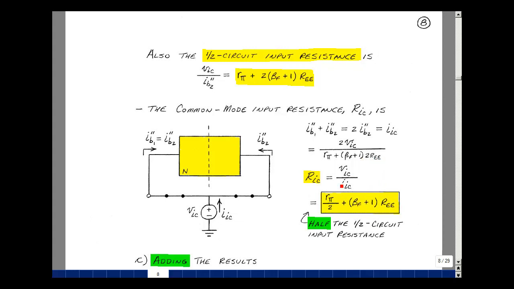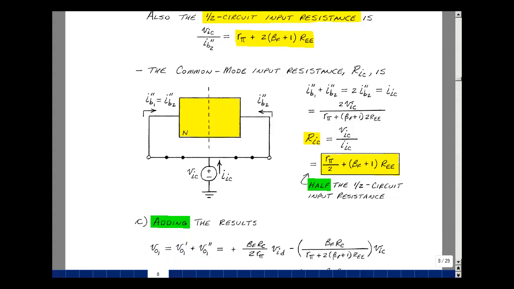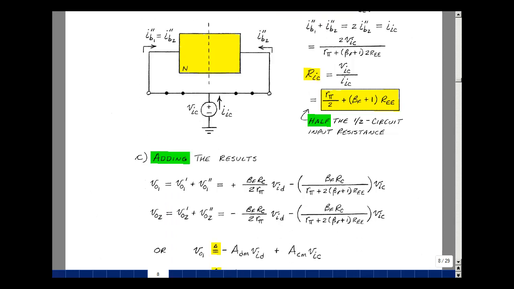This would be the resistance of the half circuit divided by 2. There was half of the half circuit. This will always be true for common mode input resistance. Now let's add our results together to get our output voltage.